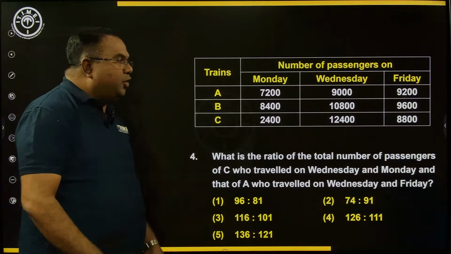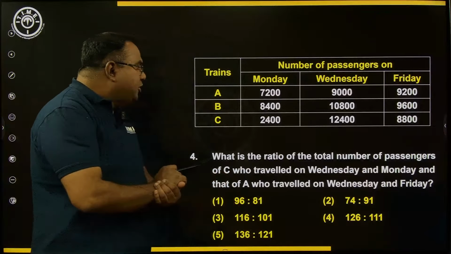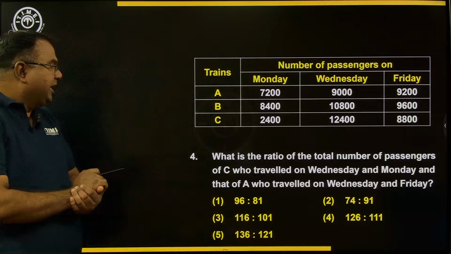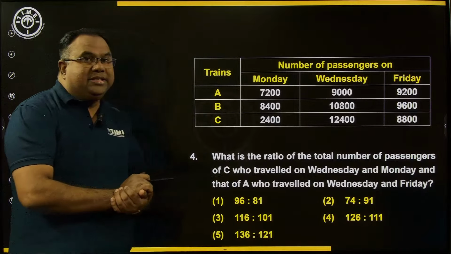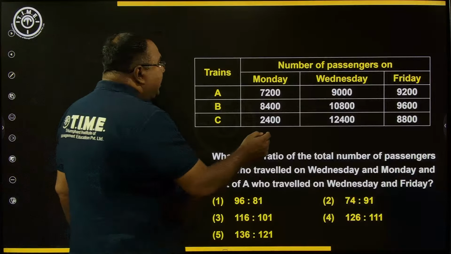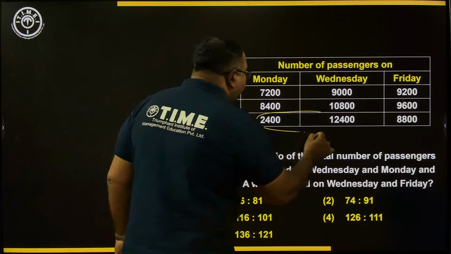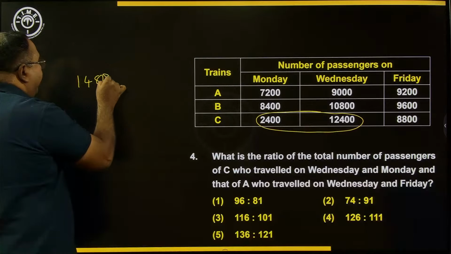What is the ratio of total number of passengers? Do you have any questions? No. Okay, let's move it. What's the ratio of total number of passengers of C who traveled on Wednesday and Monday to A who traveled on Wednesday and Friday? Now, if you see here, C on Wednesday and Monday, add these two. 14,800. Okay.